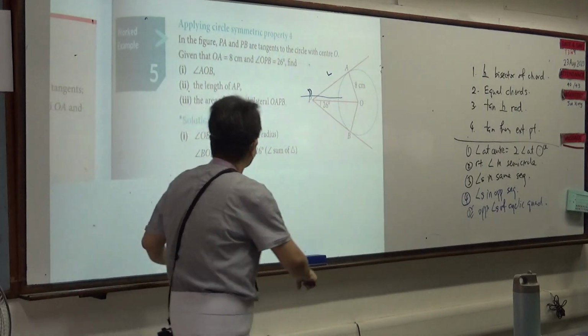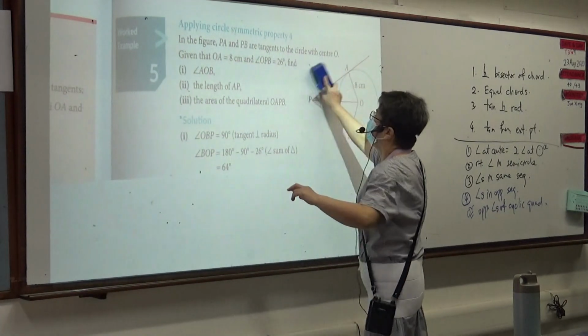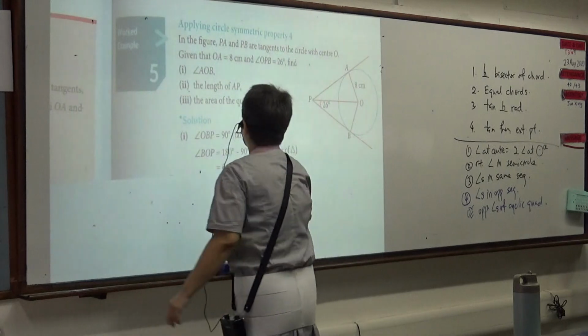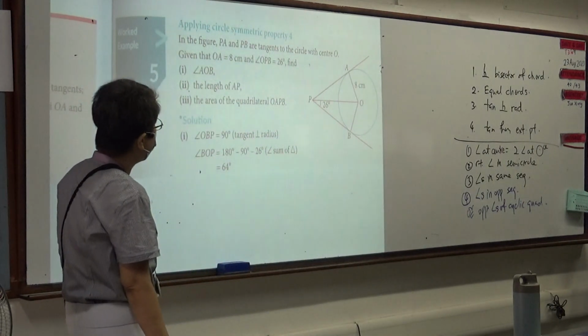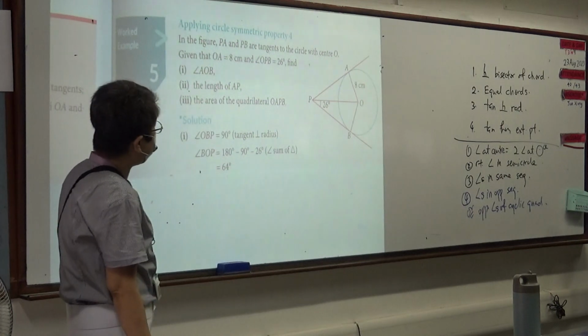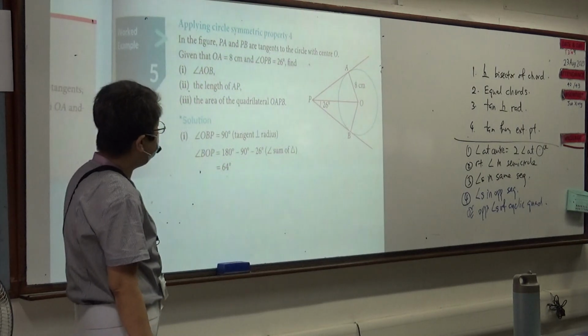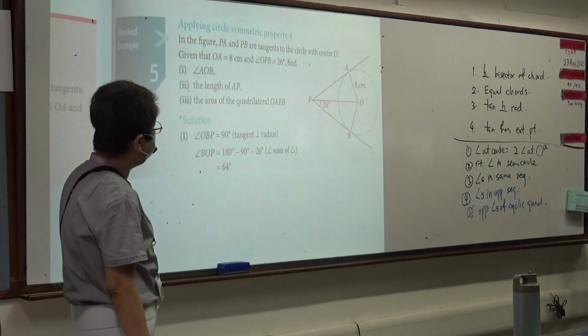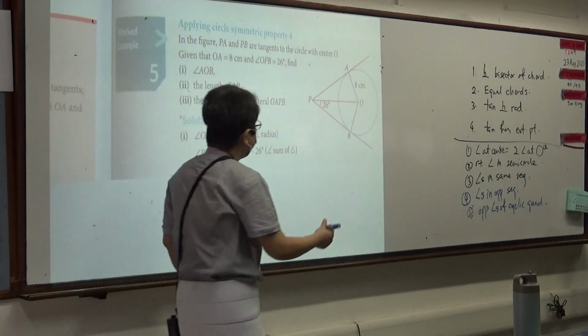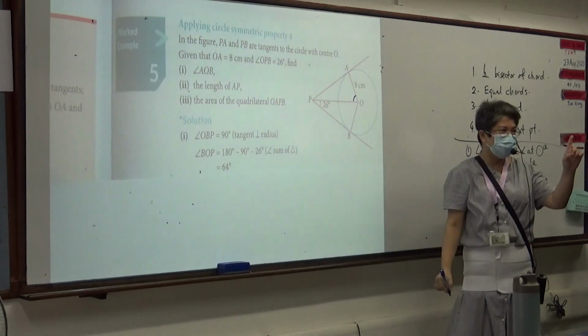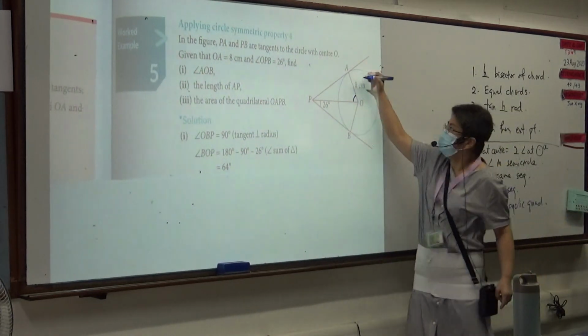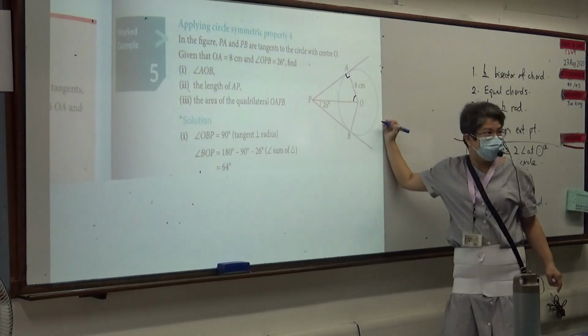Okay, let's look at the first thing first. In the figure, PA and PB are tangents to the circle with center O. Given that OA is 8 cm, angle OPB is 26, find angle AOB. I want to find this angle. Now actually it's very simple. Do you agree this is 90? Why?